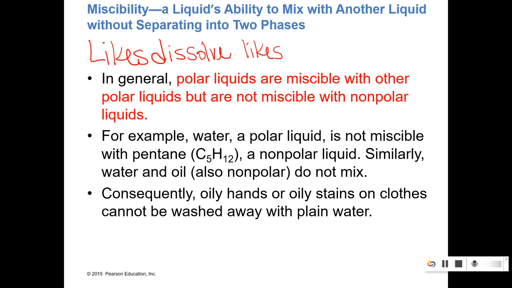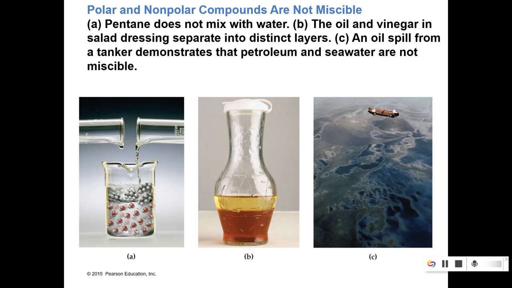If it is polar in a polar liquid, it will dissolve. If it is nonpolar in a nonpolar liquid, it will dissolve. If it is polar and nonpolar, it will not dissolve. They have to be the same polarity to be miscible. So here are some examples. We've got pentane and water, oil and water in the ocean, and then oil and vinegar. All of those are immiscible, or not miscible.